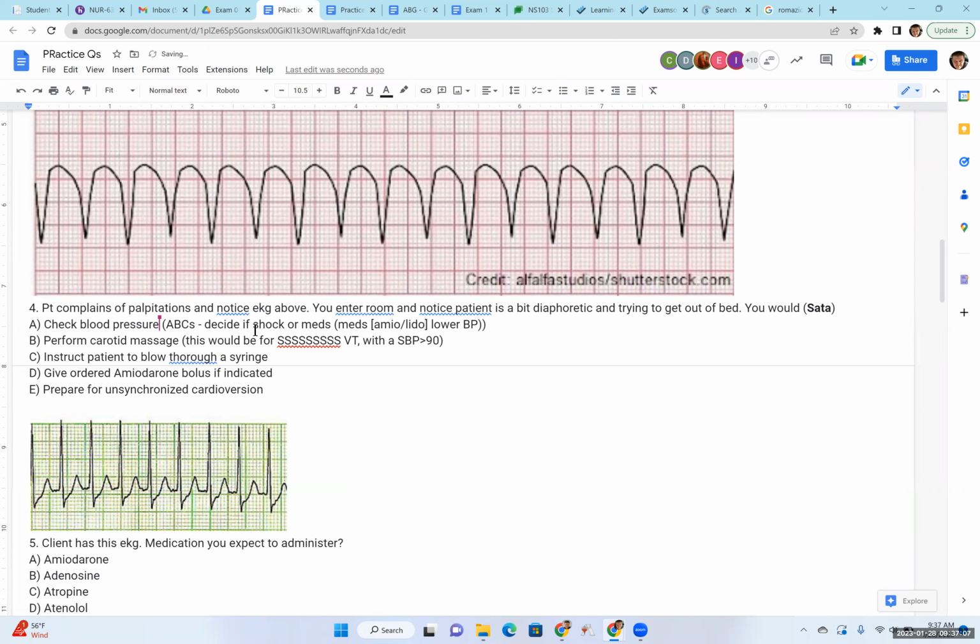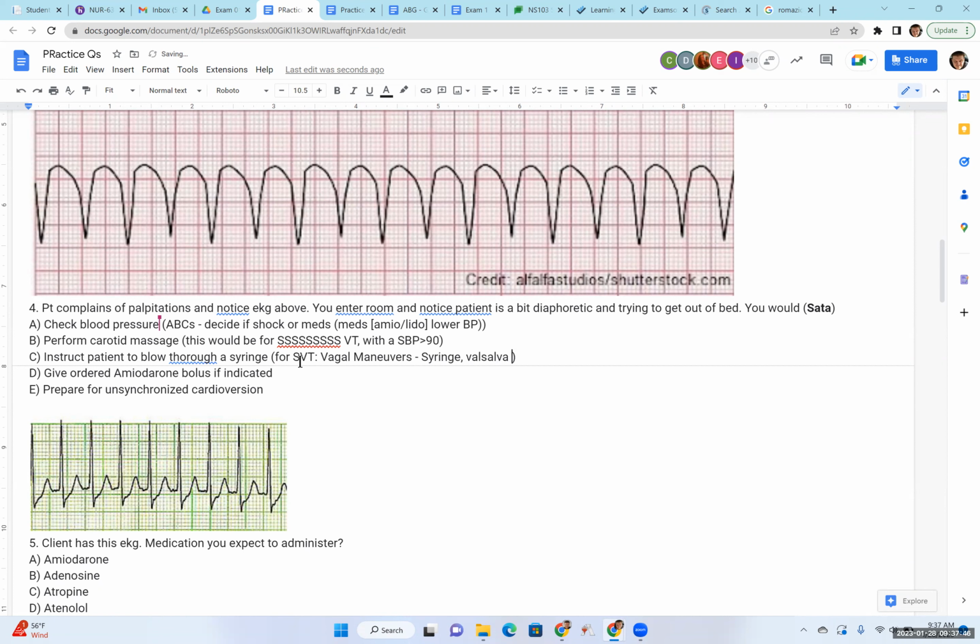All right, so yeah, you got ABCs, right? To check a blood pressure, right? We saw already, they're trying to get out of bed, so they probably have a blood pressure. They're moving stuff. But when your blood pressure is low, right? You get confused, right? All right, number C, instruct patient how to blow through a syringe. That's for SVT. Okay, and then I want to be complete, right? You do Valsalva maneuvers, or we do vagal maneuvers, which includes your what? Syringe, right?